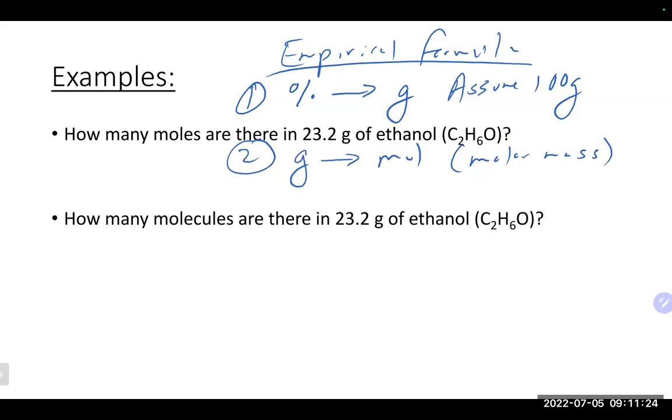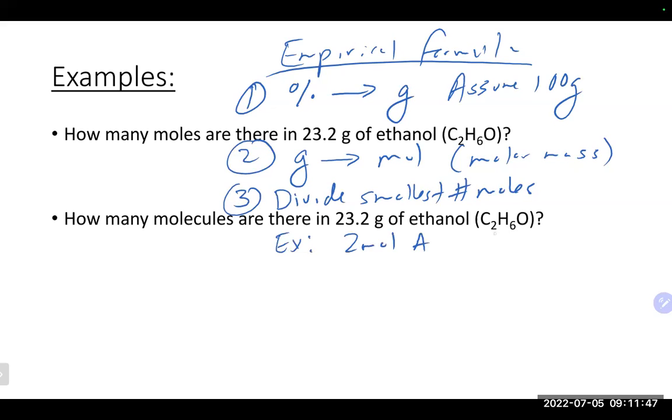So you want to take each of the elements, use the periodic table, and convert everybody to moles. The third step is to divide by the smallest number of moles. So you're going to take everybody and divide by the smallest number of moles. For example, if we had 2 moles of A and 4 moles of B, we would divide everybody by 2 moles. That gives us A2, gives us A1.